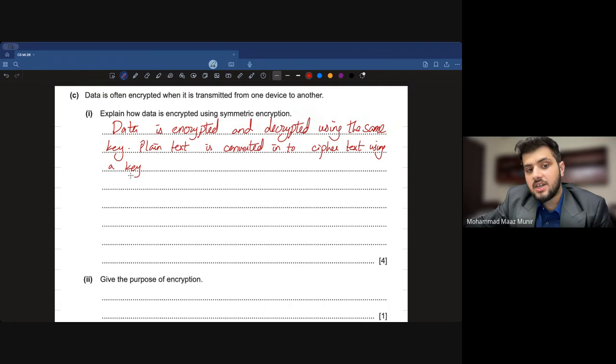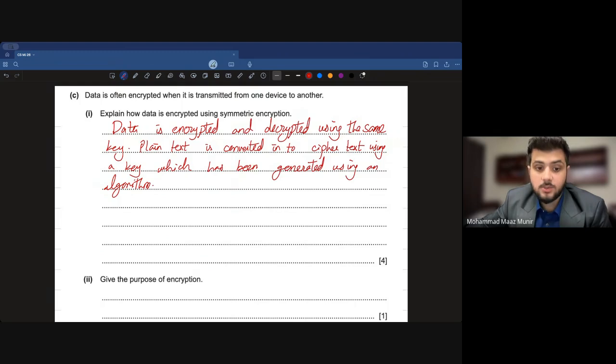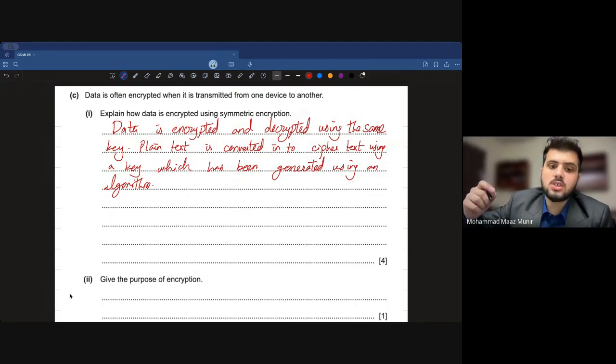And how is the key generated? Using an algorithm. Remember, it has been generated using an algorithm. Three points will get you marks.